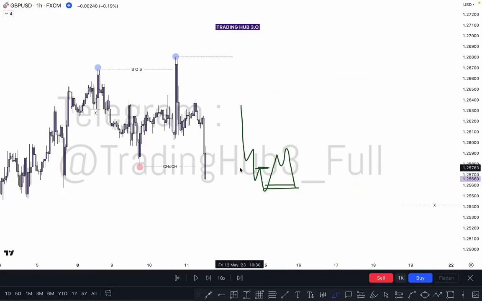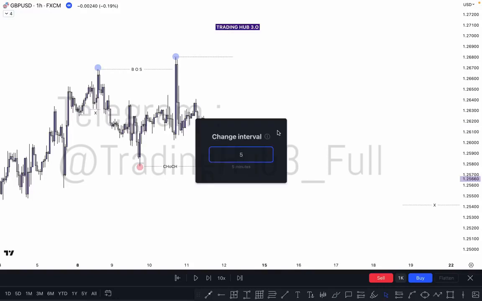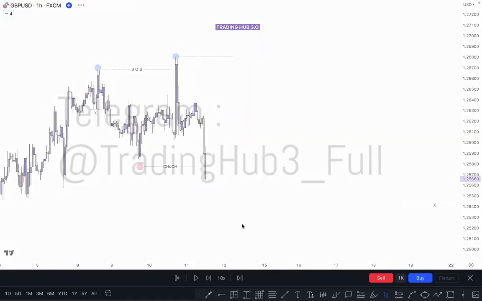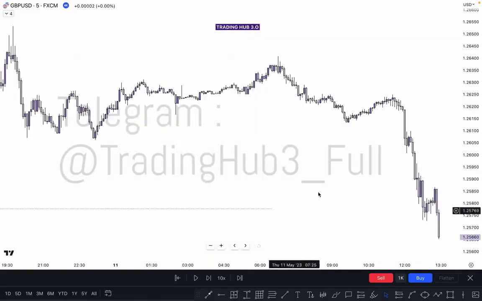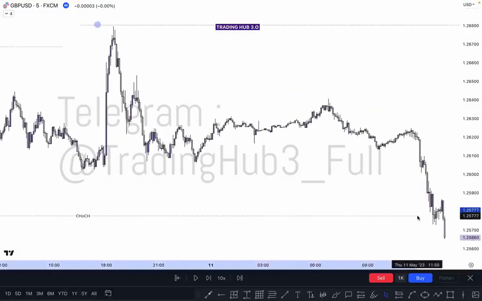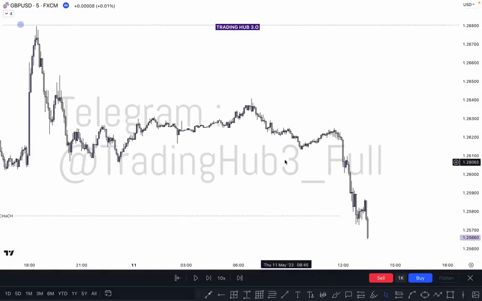And this is our CHoCH, change of character, and we are going to switch here to a 5-minute time frame because we are using 1 hour. Then you have to switch to a 5-minute time frame to see exactly what is happening here and how we can deal with it. Look at this one. This is very important. If you are not able to understand this, you can rewatch this chapter again and again. This will help you a lot.